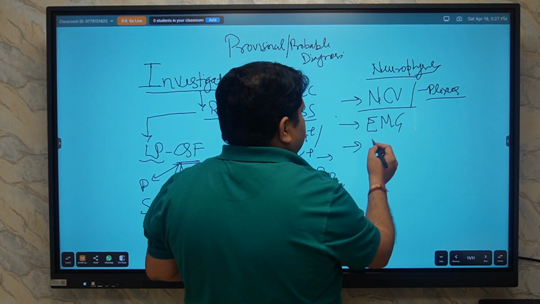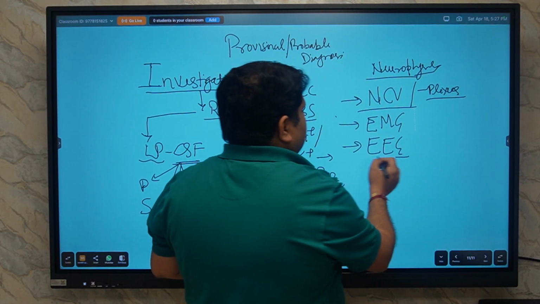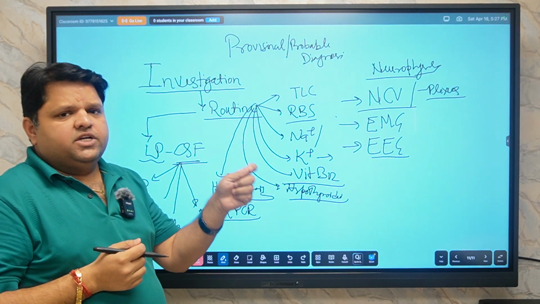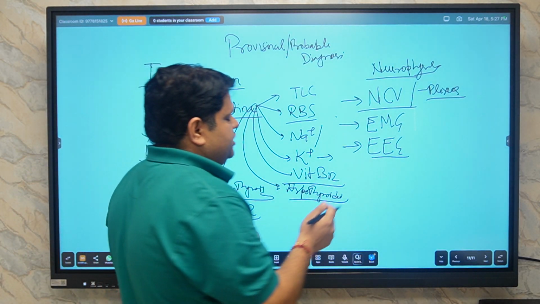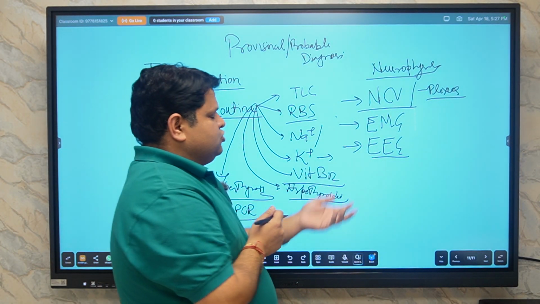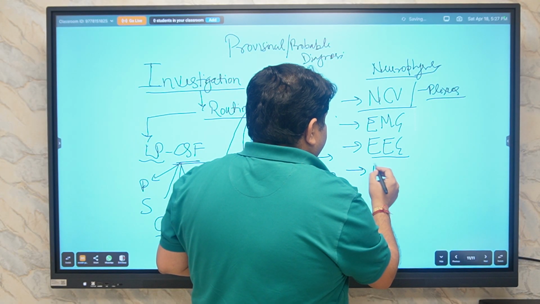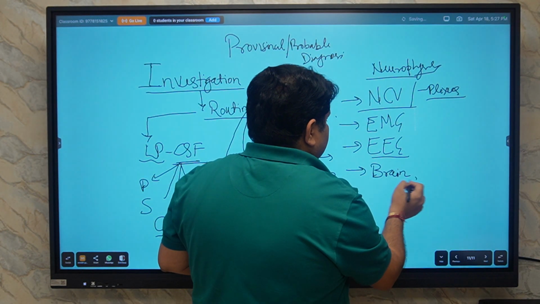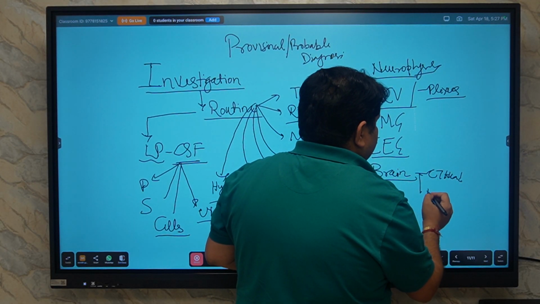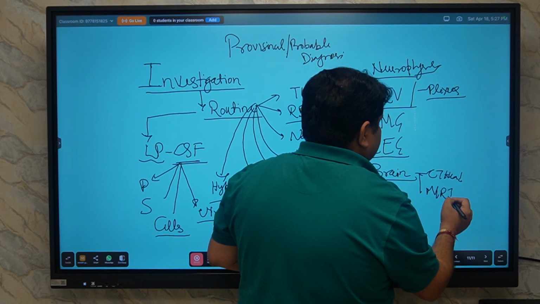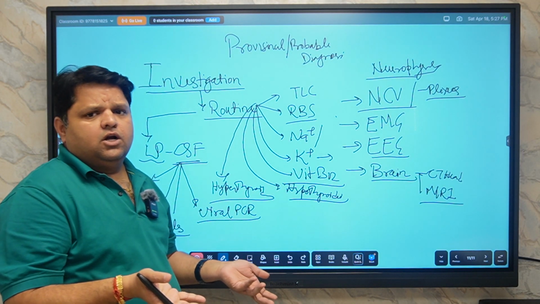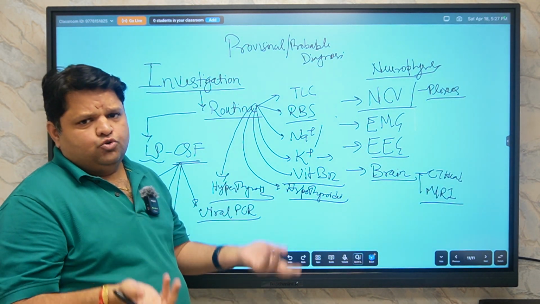EEG is for localization of seizure disorder, myoclonic epilepsy, primary generalized epilepsy, or syndromic cases of seizure disorders, and also for hepatic encephalopathy and autoimmune encephalopathy. In other cases also EEG is important. Then brain imaging: we have CT head or CT spine, and we have MRI, MRI spine, MRI contrast, or MR venography and MR angiography.